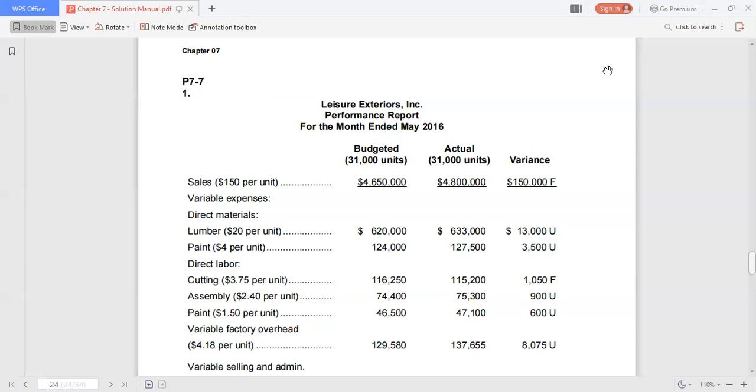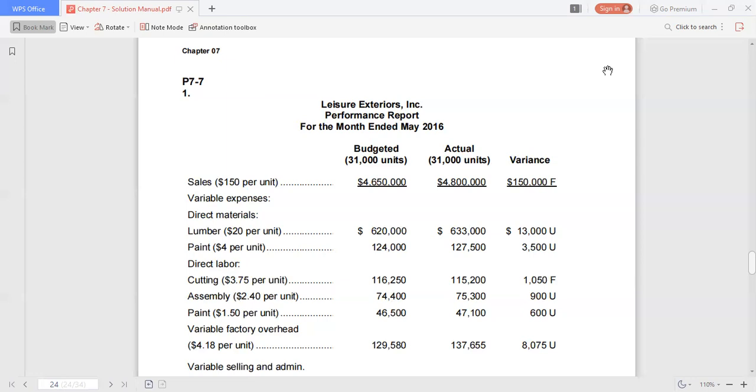List the major reasons why the actual operating income at 31,000 units differs from the master budget operating income at 30,000 units in figure 7-12. Given the level at which the company operated, how was its cost control?